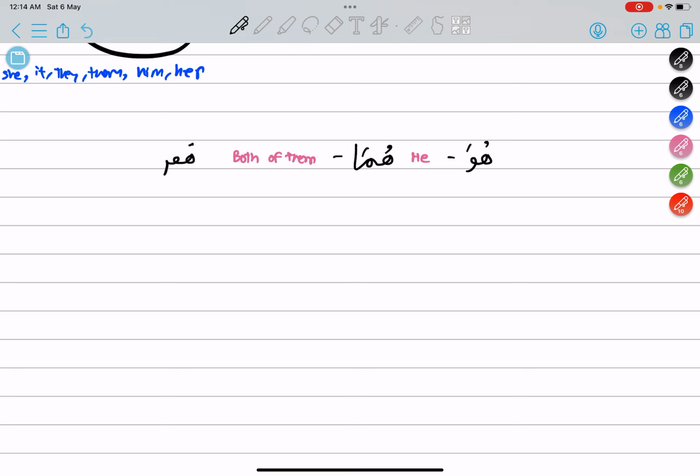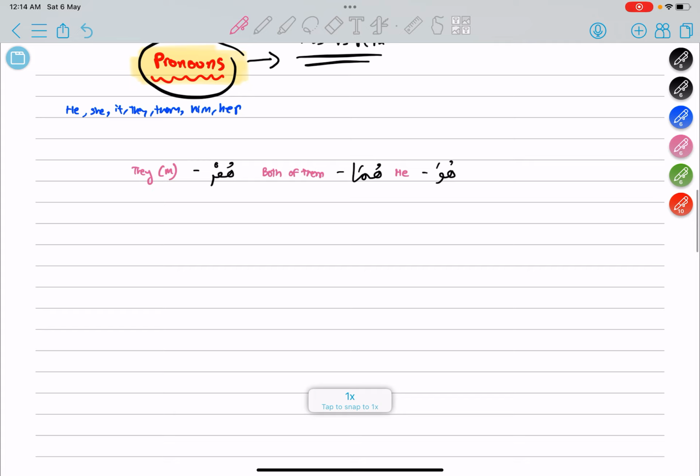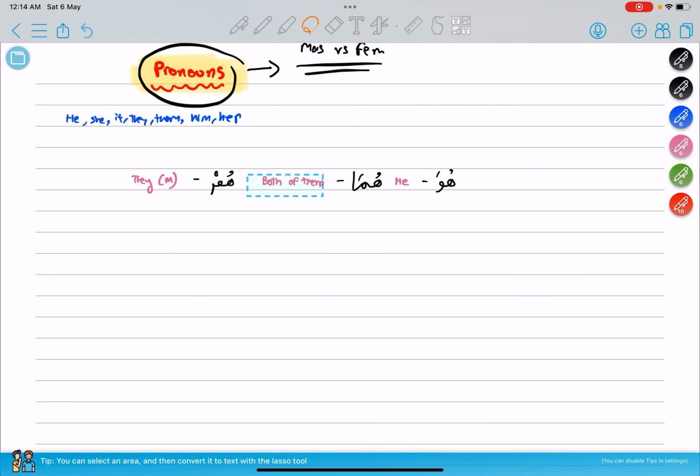Hum means they, and do make sure they masculine. Now, what does that mean? It basically means, for the time being, just know if you see a bunch of boys hanging out, you want to indicate them, we say hum, they, okay? They, masculine. By the way, this is going to be masculine as well, both of them, huma.